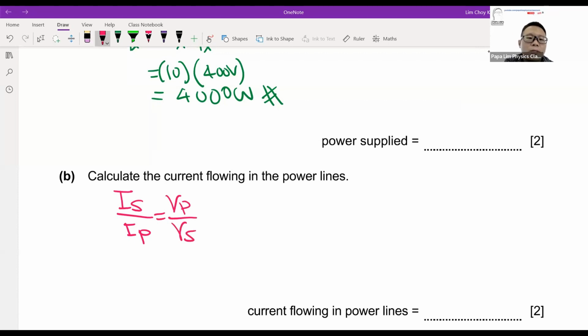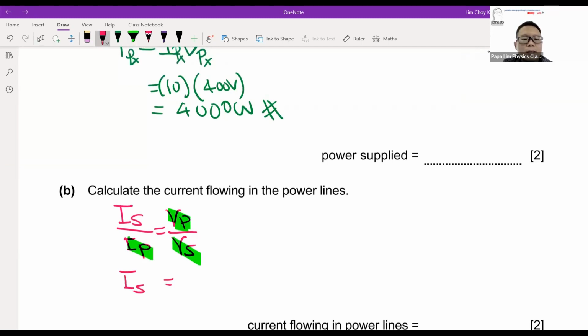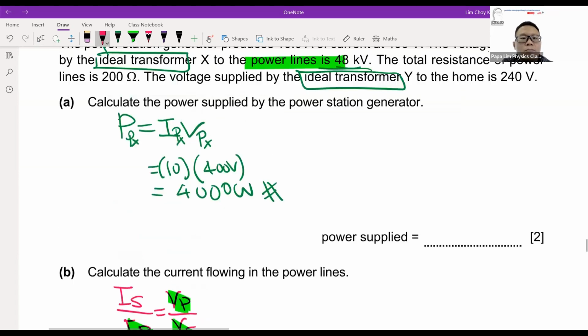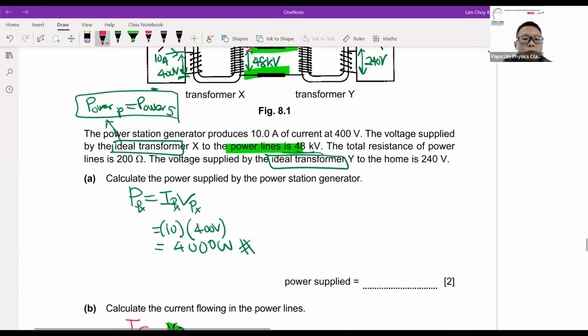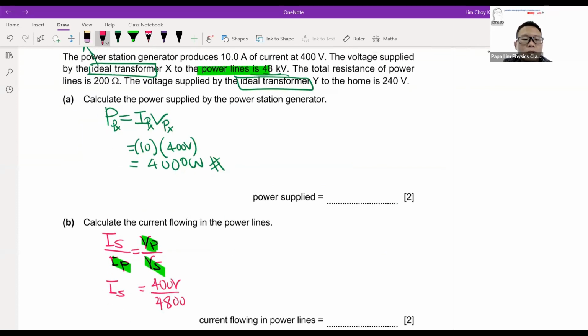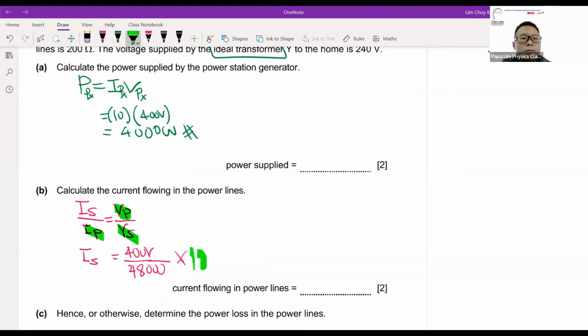Remember the transformer formula. You are given VP, VS and IP. So IS is VP, the voltage in the primary coil, which is 400 volts, over the secondary coil, 48 kilovolts, multiplied by the current in the primary coil, 10. Then you'll find that IS is 0.083 amp. So that's one way of looking at it.